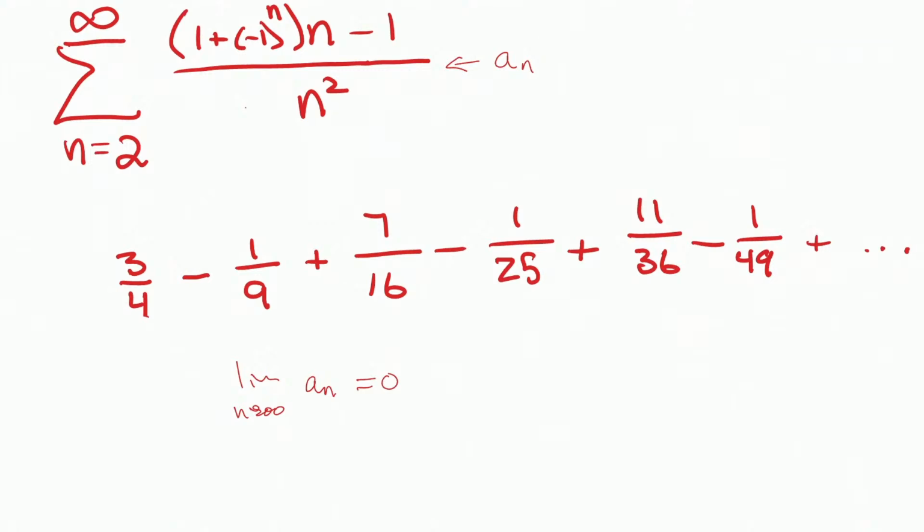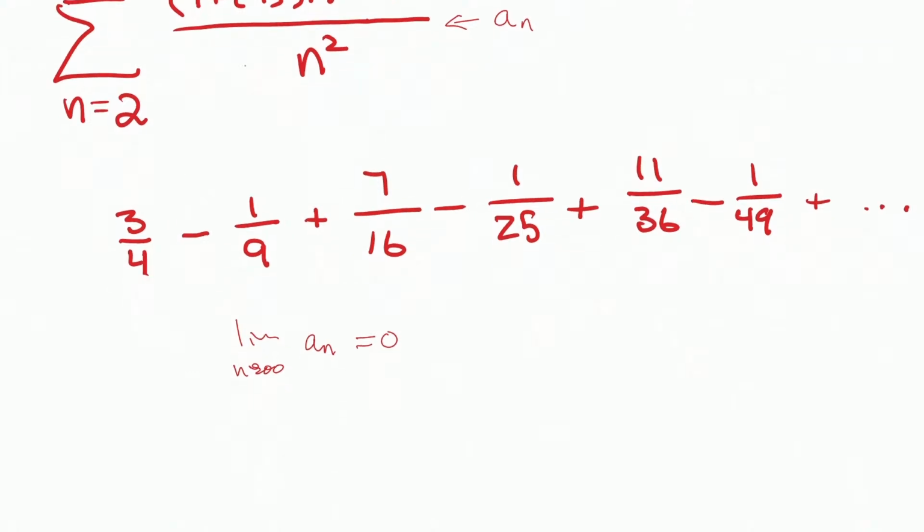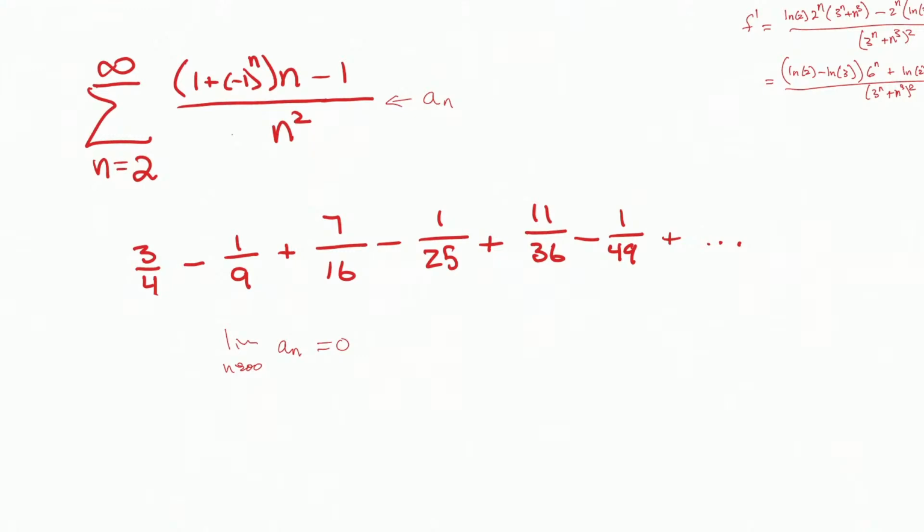So you have that situation. However, the problem with this thing is that the sum actually diverges. So the limit is 0, but the terms are not decreasing. If you look at this, you have positive 3/4. Then 1/9 is smaller than 3/4, then this is bigger, then smaller, bigger, smaller, bigger, smaller. So you have this situation where the terms are not decreasing.